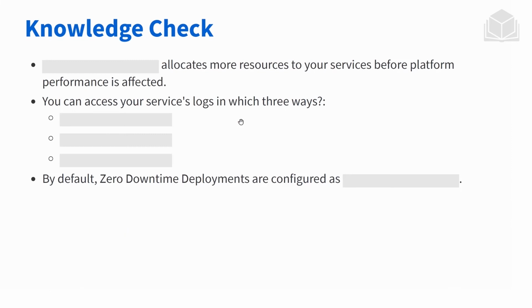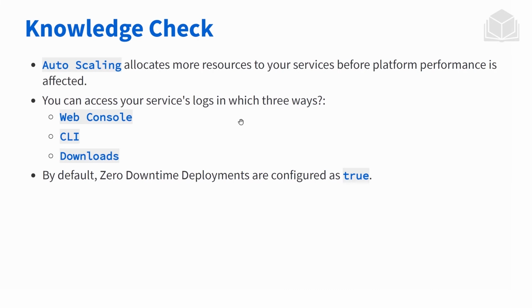So a quick knowledge check here. Again, as always, if you want to pause the video, fill this out yourself, feel free to do so. Otherwise, let's go ahead and see what these answers are. So starting from the beginning, auto scaling allocates more resources to your services before platform performance is affected, right? Just a button click. Next up, you can access your service logs in which 3 ways? We have these 3 here, the web console, your command line, or you can download it, again, kind of technically in the web console. And by default, that zero downtime deployment is configured as true, so we don't need to worry about that.